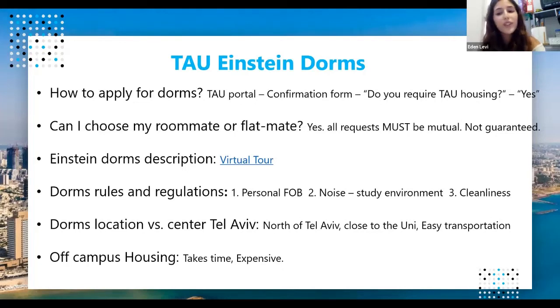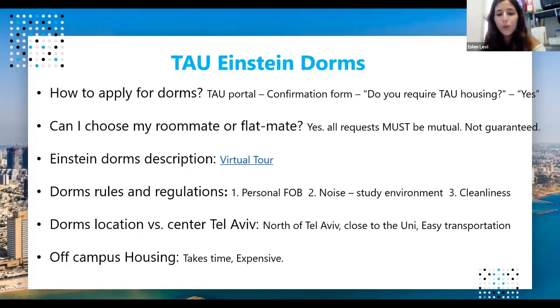So the most important rules are, one, your fob is personal. When you get to the dorms, you will get a blue chip, and with that chip, you will be able to enter the dorms. You cannot give this chip to friends. It is personal and contains your picture.